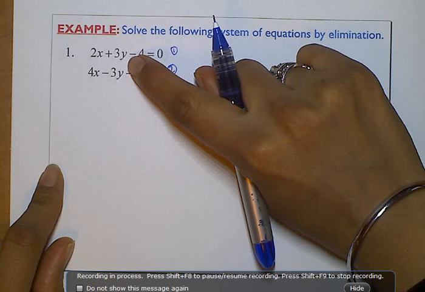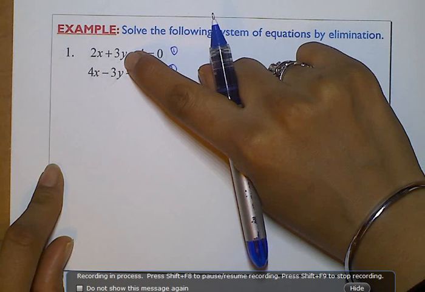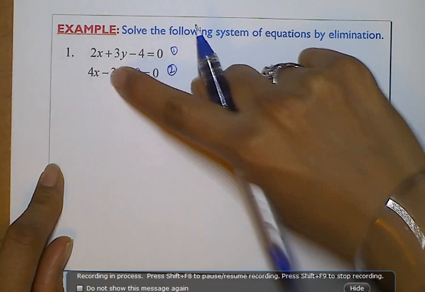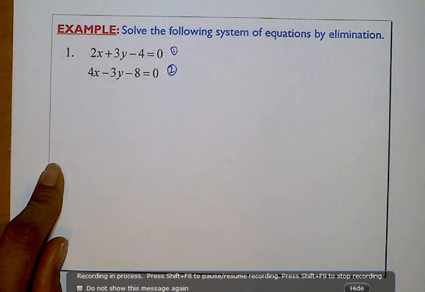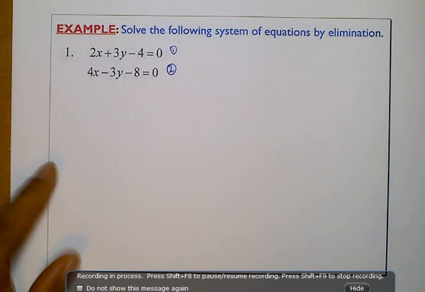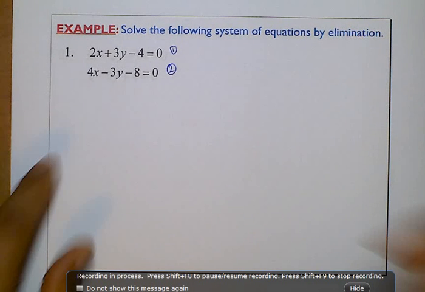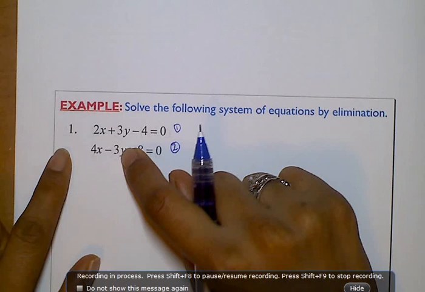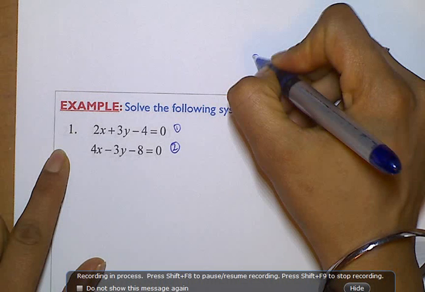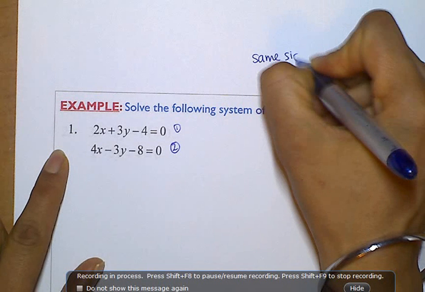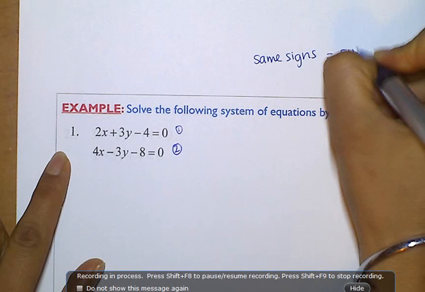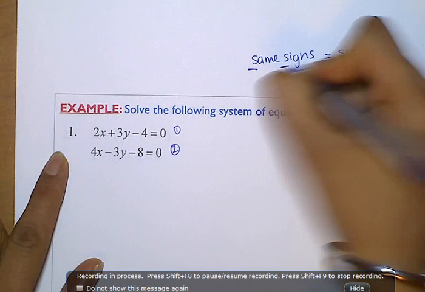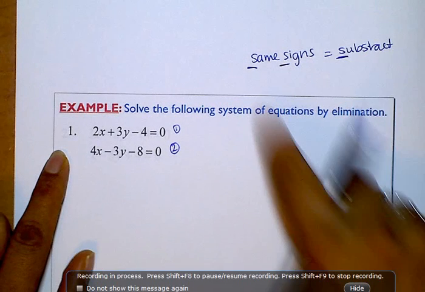When you're eliminating a variable, you can either add or subtract. One rule of thumb is when you have the same signs, you're going to subtract. I'm going to write that down for you: same signs, subtract. The way I remember it is that all three words start with S. So same sign, subtract. And if they're different signs, you're going to add. In this case, they're different signs, so I'm going to add both of my equations. Let's go ahead and do that.